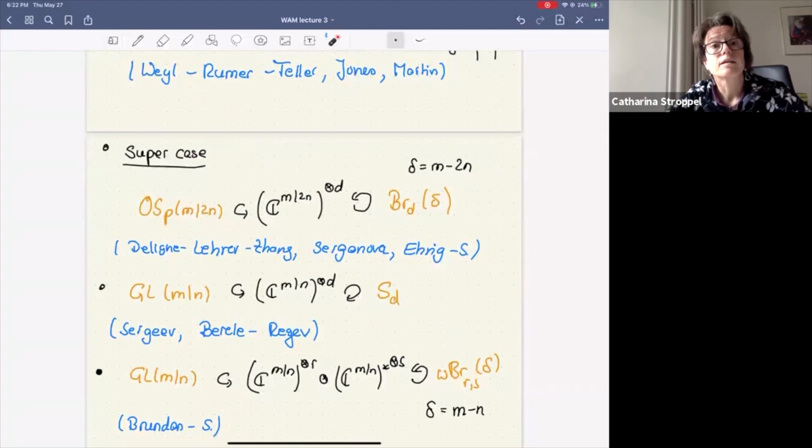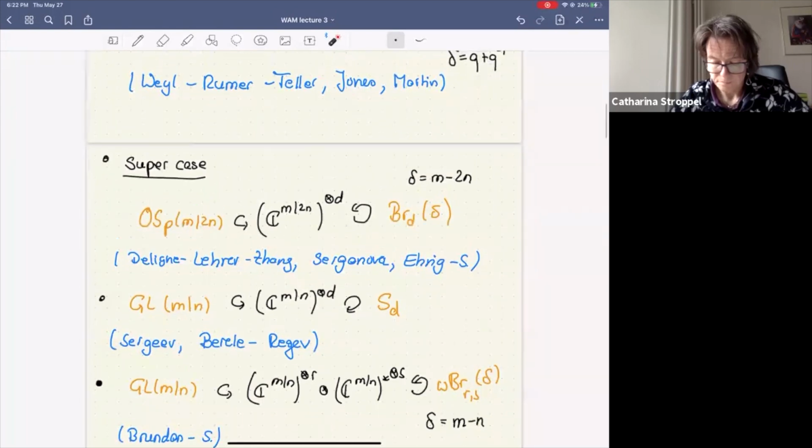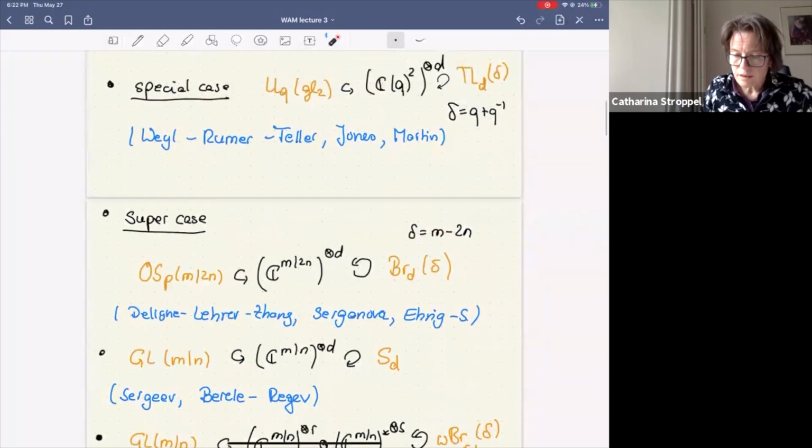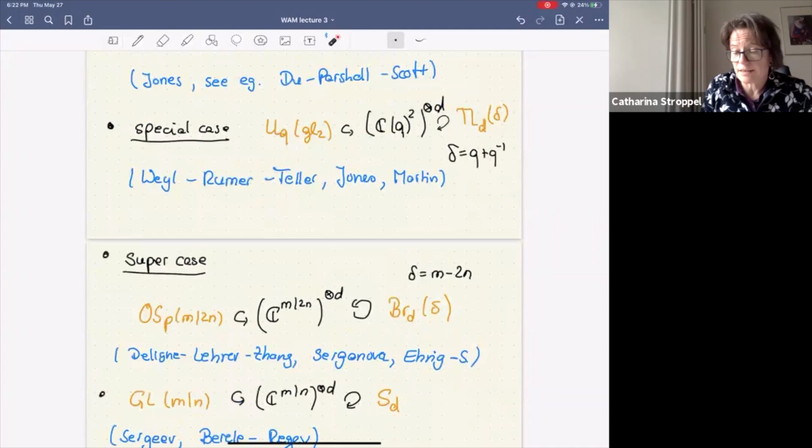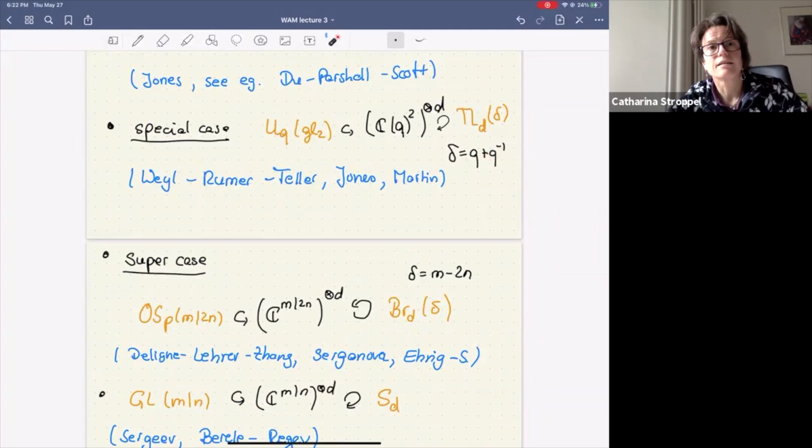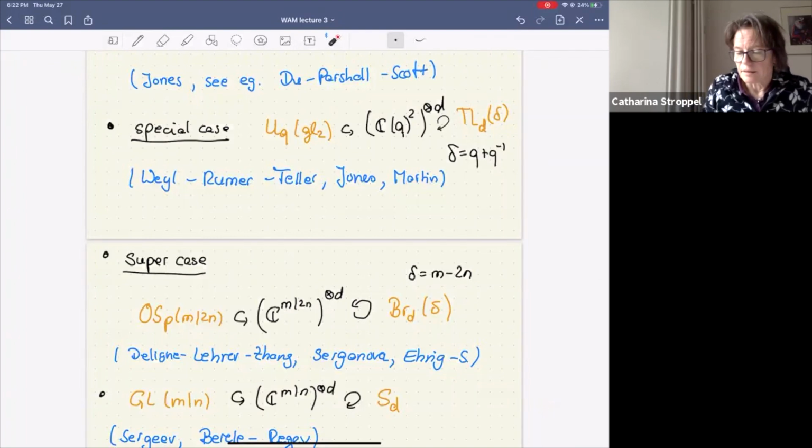Sorry, there is a question in the chat if in general it's Q to the n minus Q to the minus n over Q minus Q inverse. I guess that it's for the previous. So in this case, it's Q plus Q inverse. The question is whether there's a minus? I think that in general, the delta should be Q to the n minus Q to the minus n over Q minus Q inverse.